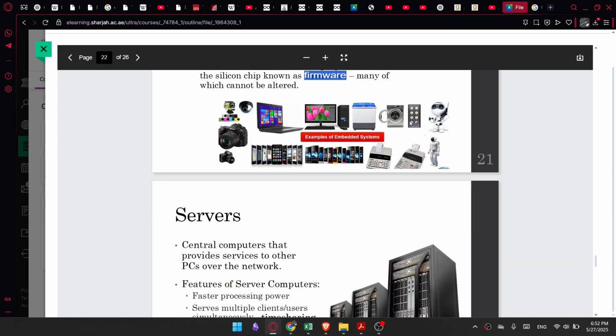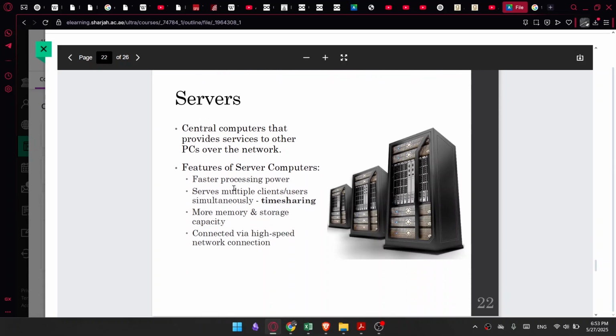This is an example of an embedded system: machines, cameras, TVs, mobile phones, the robotic arm. You can also say PCs, robots, servers.